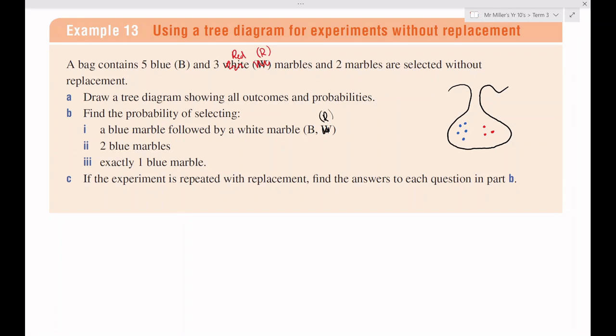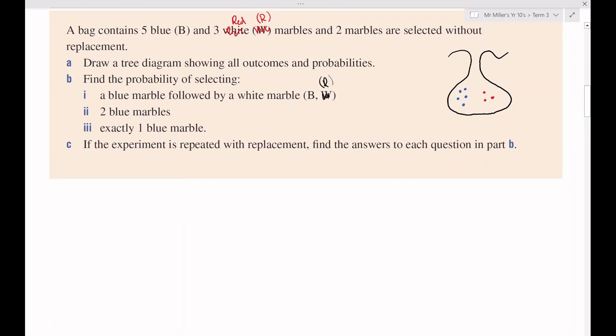It says a bag contains 5 blue marbles and 3 red marbles, and 2 marbles are selected without replacement. So draw a tree diagram showing all possible outcomes and the probabilities, and then find the probability of selecting certain outcomes that the question is asking us about. And then finally, repeat questions A and B, except we'll consider a scenario with replacement. All right, so let's get started.